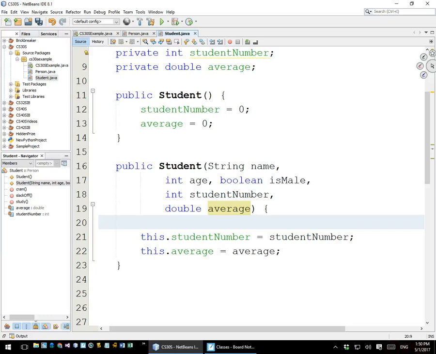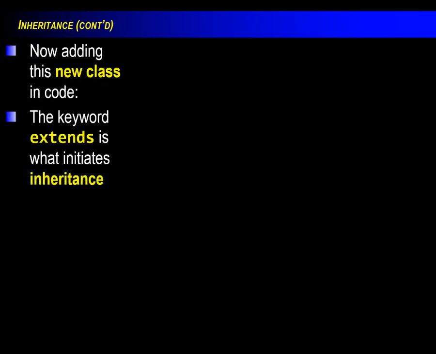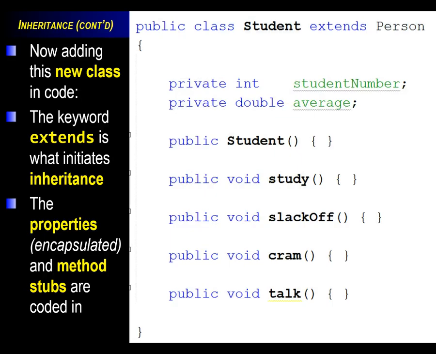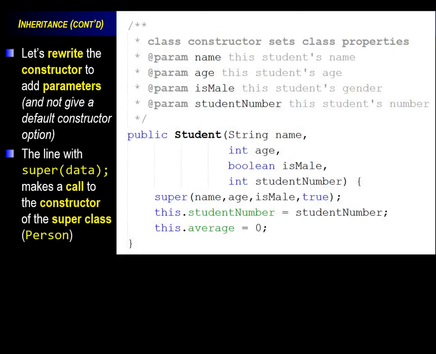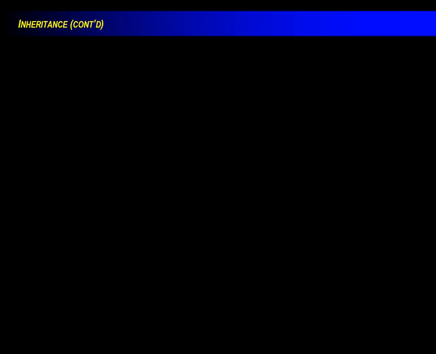So let me catch you up with the slide notes. We've already done this part. We created a new class. We used the keyword extends, and it picked up all the properties and methods. So that's how we started. We built our student class, just like you see there. We started rewriting the constructor, and now here comes the keyword.